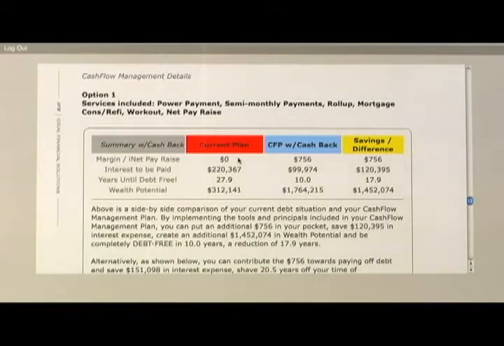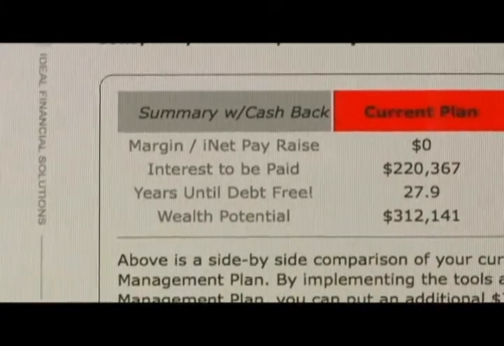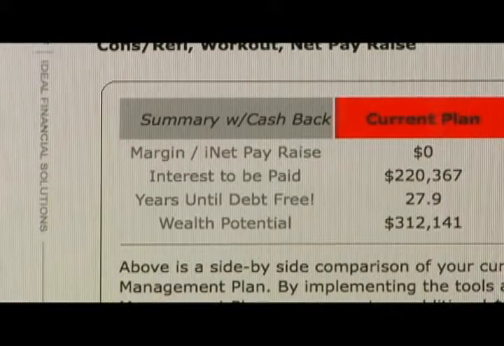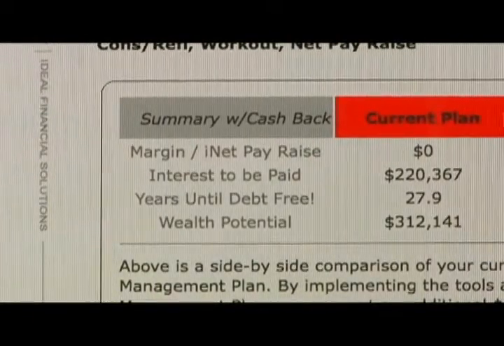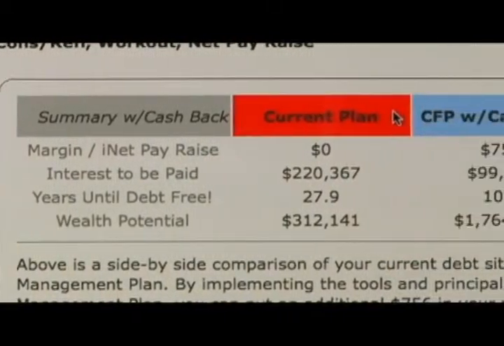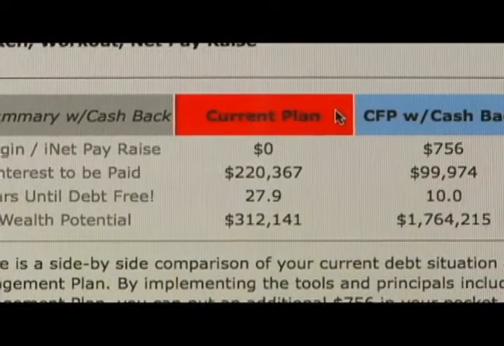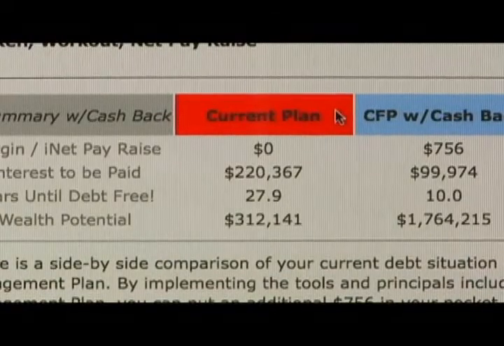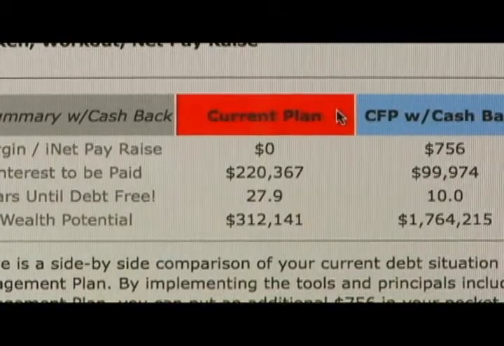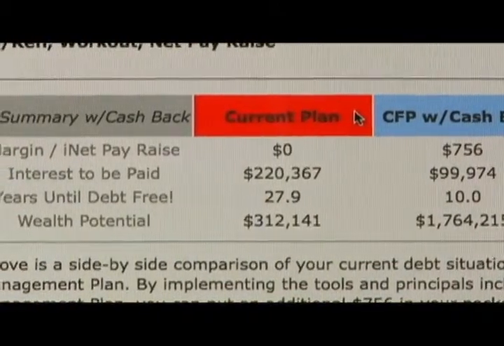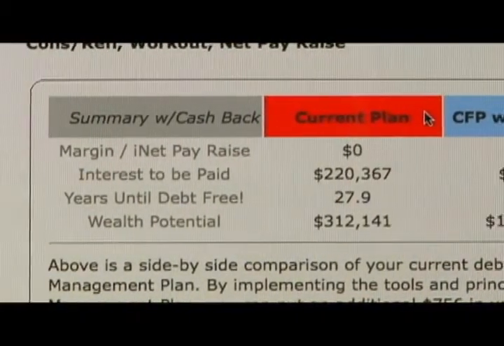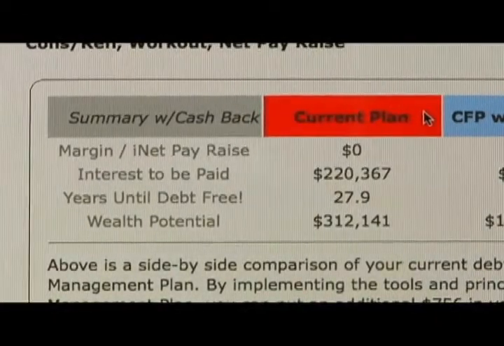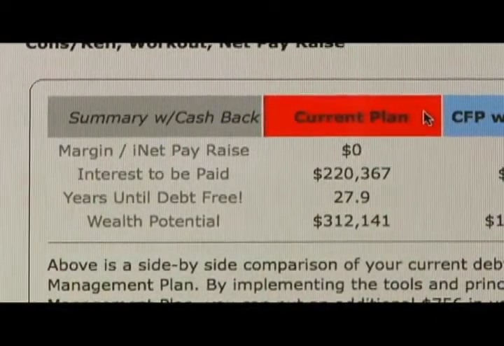And again, everything we're trying to do for this client is to help free up as much money as we can so that we can help lower their debt to income ratio. Under the red column here, you can see that this is the information that we've already covered. They put any extra money they have into their retirement plan, so there is no extra money at the end of the month. The interest that they're scheduled to pay is a little over $220,000. They're currently scheduled to be out of debt in 27.9 years, and they're going to have a little over $312,000 in wealth potential or in retirement at the end of that 27.9 years.